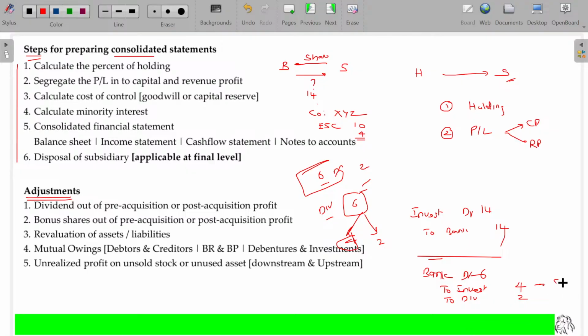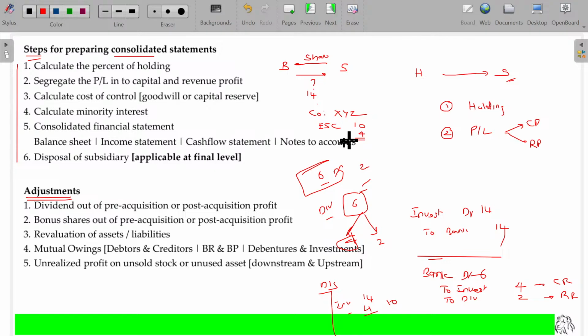This will be called capital receipts. This will be called revenue receipts. Revenue receipts will be transferred to the P&L account. Capital receipts will be adjusted only in the concerned assets and liabilities account. So in the assets, in your balance sheet, you show the investment value being 14. On recovery of the 6 rupees, you subtract 4. Hereafter, the investment value is only 10.